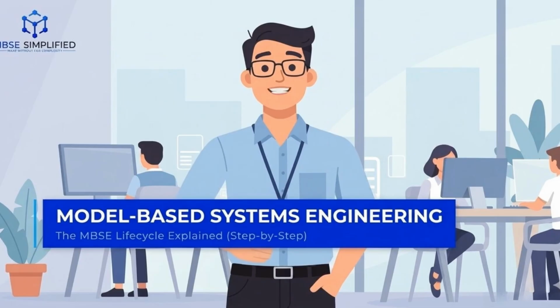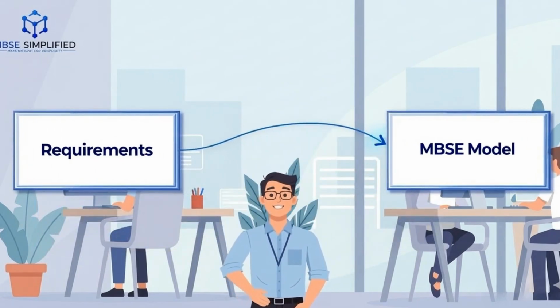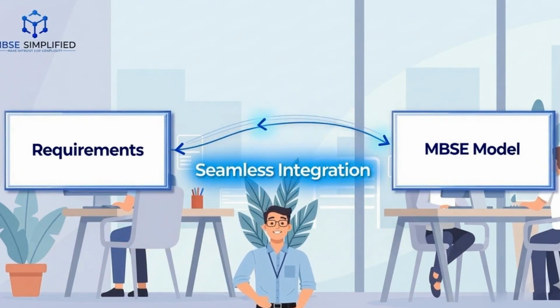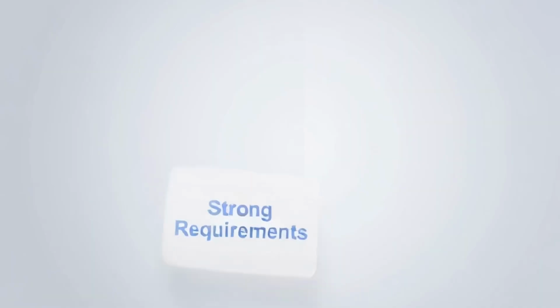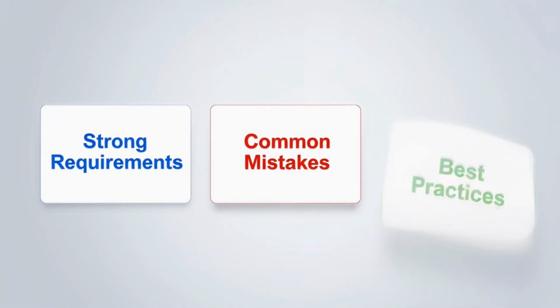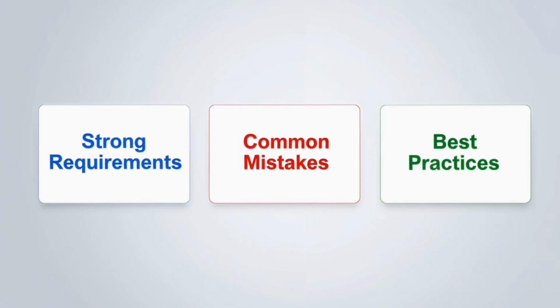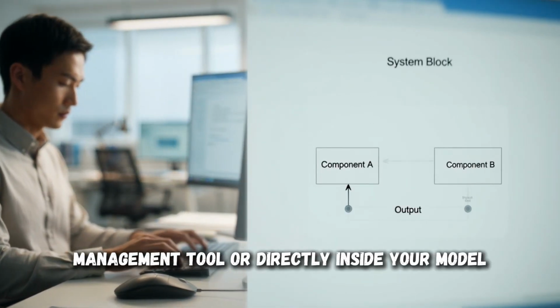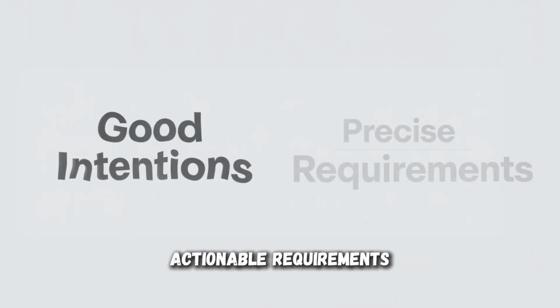In this video, we move from why to how. We'll explore practical techniques for writing clear, verifiable system requirements that integrate seamlessly into your MBSE model. You'll learn what makes a requirement strong, common pitfalls to avoid, and best practices you can apply immediately. Whether you're working in a requirements management tool or directly inside your model, let's turn good intentions into precise, actionable requirements.